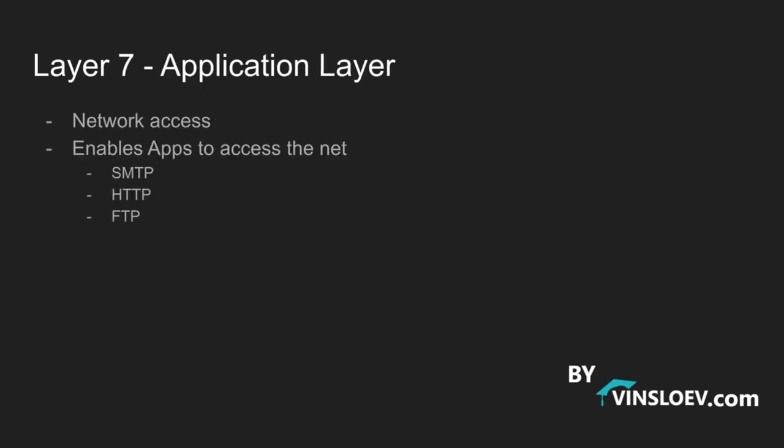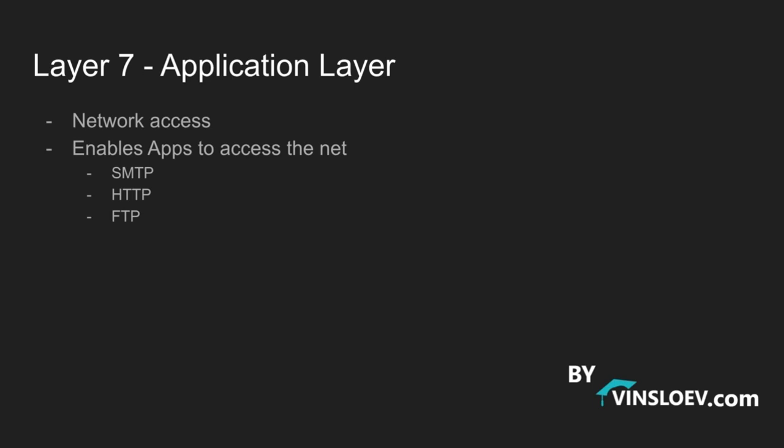So the last layer, layer 7, the application layer, is where our data is presented, and this is where we are getting access from our application to the network. And this can happen over HTTP, FTP, or SMTP, based on what we are going to do, whether it's mail, simply web browsing, or file transfer.